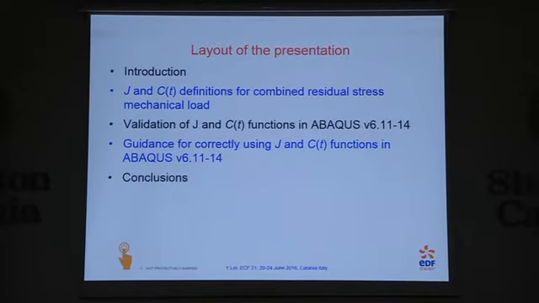Then I'm going to review the J and C* definitions, what the correct definition should be, and Abaqus' current definitions, and then do some numerical validation. Based on the validation results, I will give some guidance for our engineers to use to calculate J and C* correctly. So today, I publish that here to share with all of you.